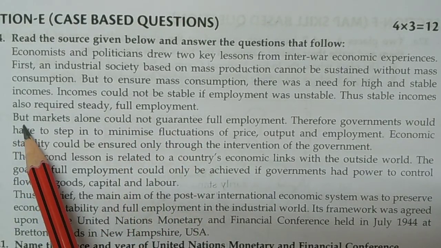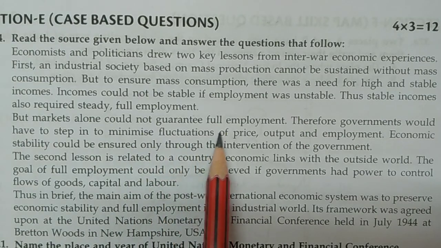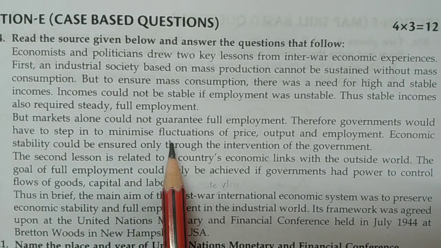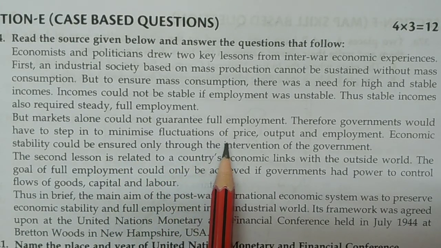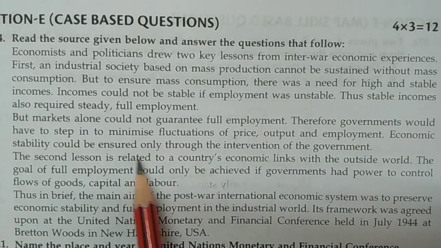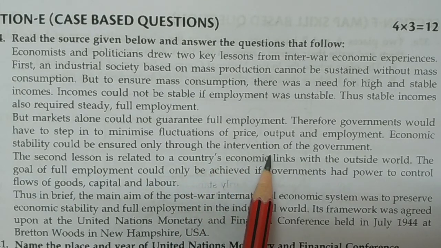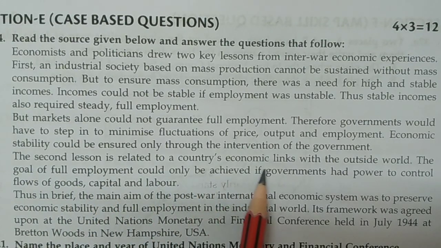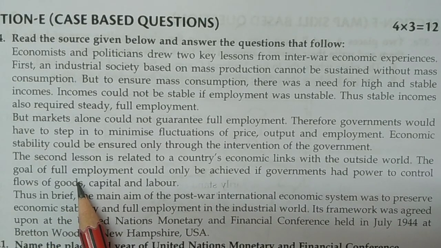Next, markets alone could not guarantee full employment. Therefore, governments would have to step in to minimize the fluctuations of price, output, and employment. Economic stability could be ensured only through the intervention of government. Next, the second lesson is related to countries' economic links with the outside world. The goal of full employment could be achieved if the government had the power to control flows of goods, capital, and labor.